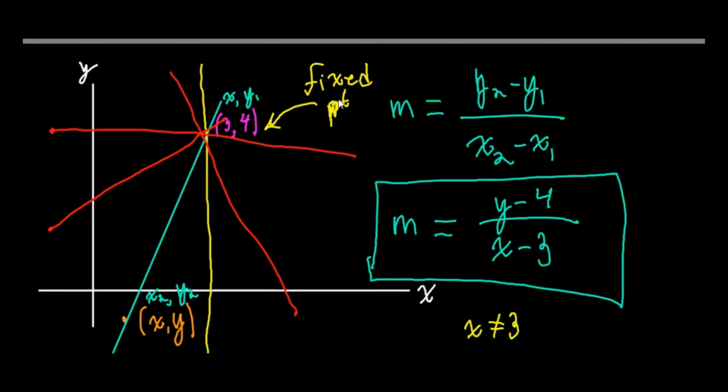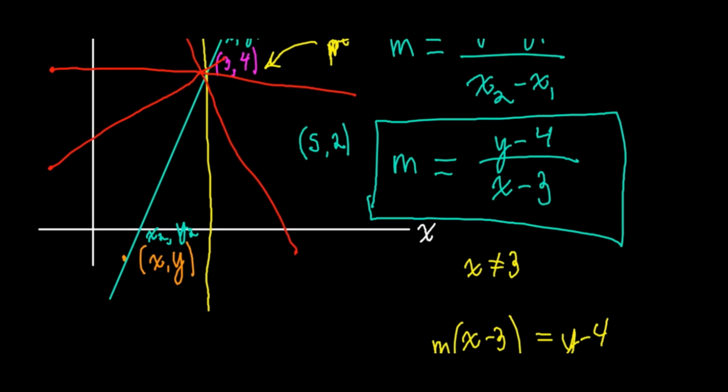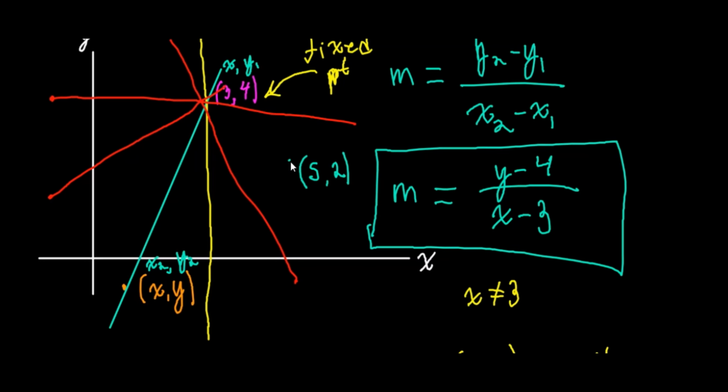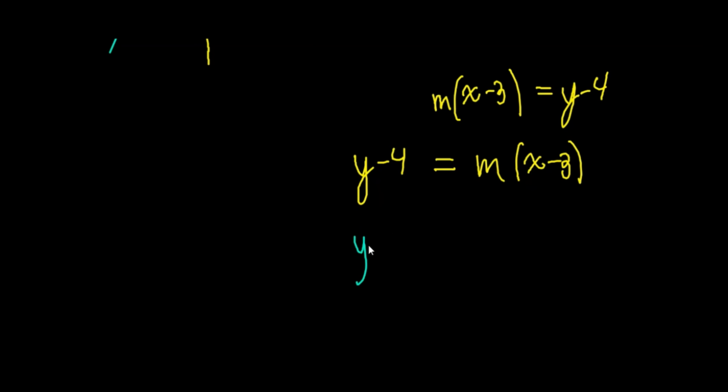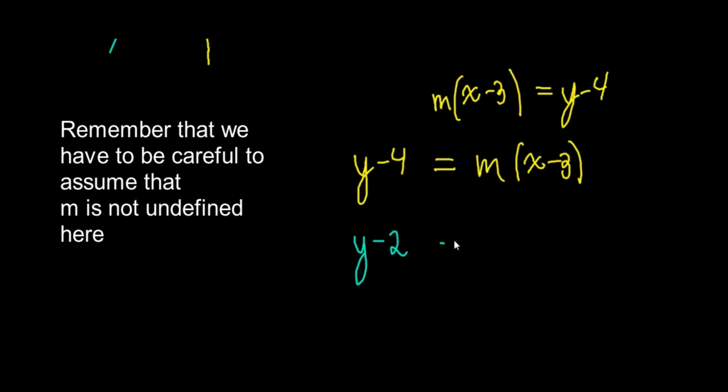But suppose we wanted our fixed point to be something else. Suppose we wanted it to be, I don't know, 5 comma 2. Then you can check for yourself that if we played this same game, where we wanted to find the slope of the line that passes through the point 5 comma 2 and any other point that we could possibly want, then we would get this same equation, except instead of 4, we'd have y minus 2 is equal to m times x minus 5.